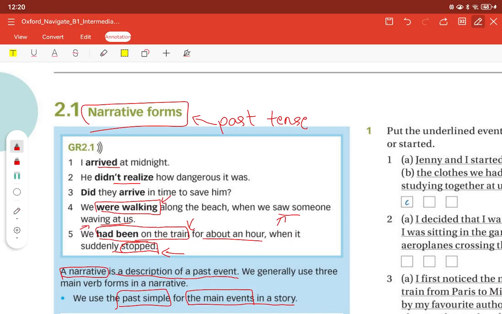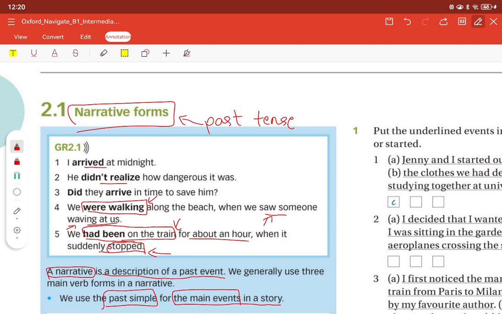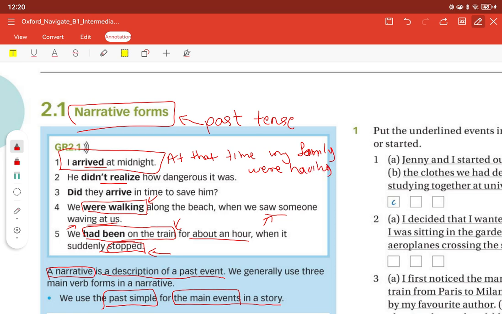Let's look at this example. This is a main event, right? I arrived at midnight. And if you continue the sentence like this: I arrived at midnight. At the time, my family were having dinner. What's wrong with my spelling? Okay, wait.